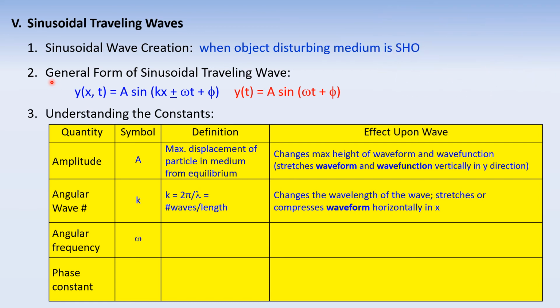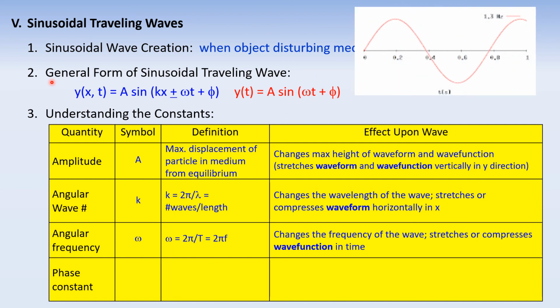Now, this angular frequency, the constant omega, is related to the characteristic frequency f by this factor 2 pi. It's also related to the period. So this angular frequency is a measure of frequency. What effect does it have upon the wave? It basically changes the frequency of the wave. It stretches or compresses the wave function in time. So when you increase omega, when you increase the frequency of the wave, what you're seeing in this simulation here is you're getting more waves passing a given point in space per unit time.